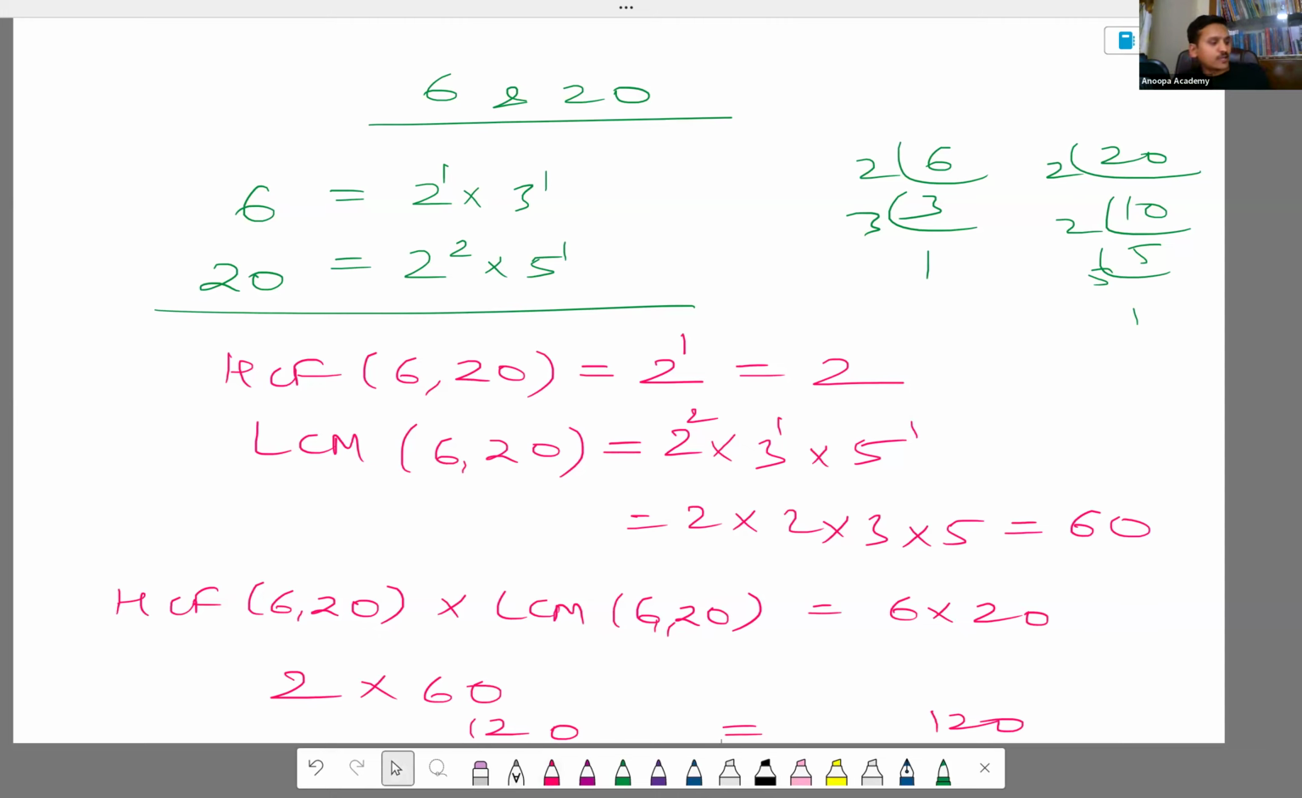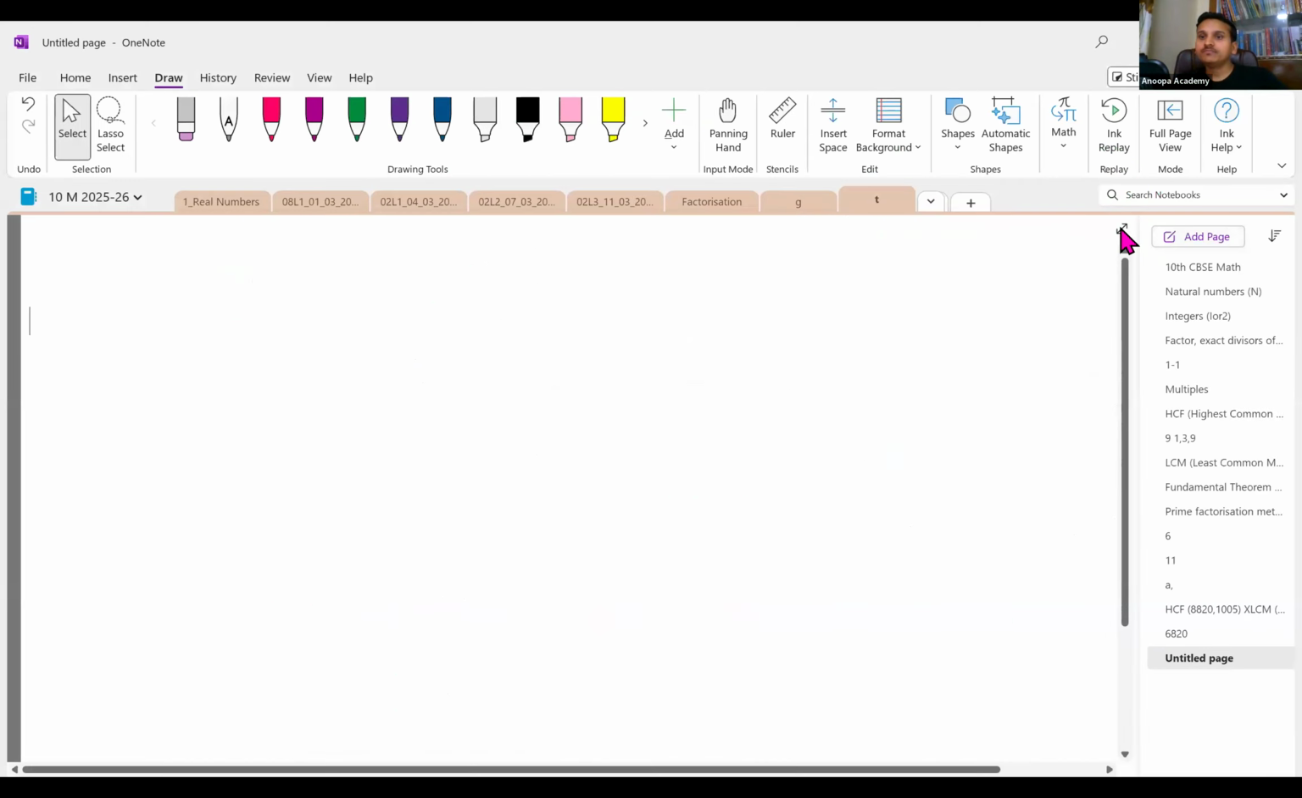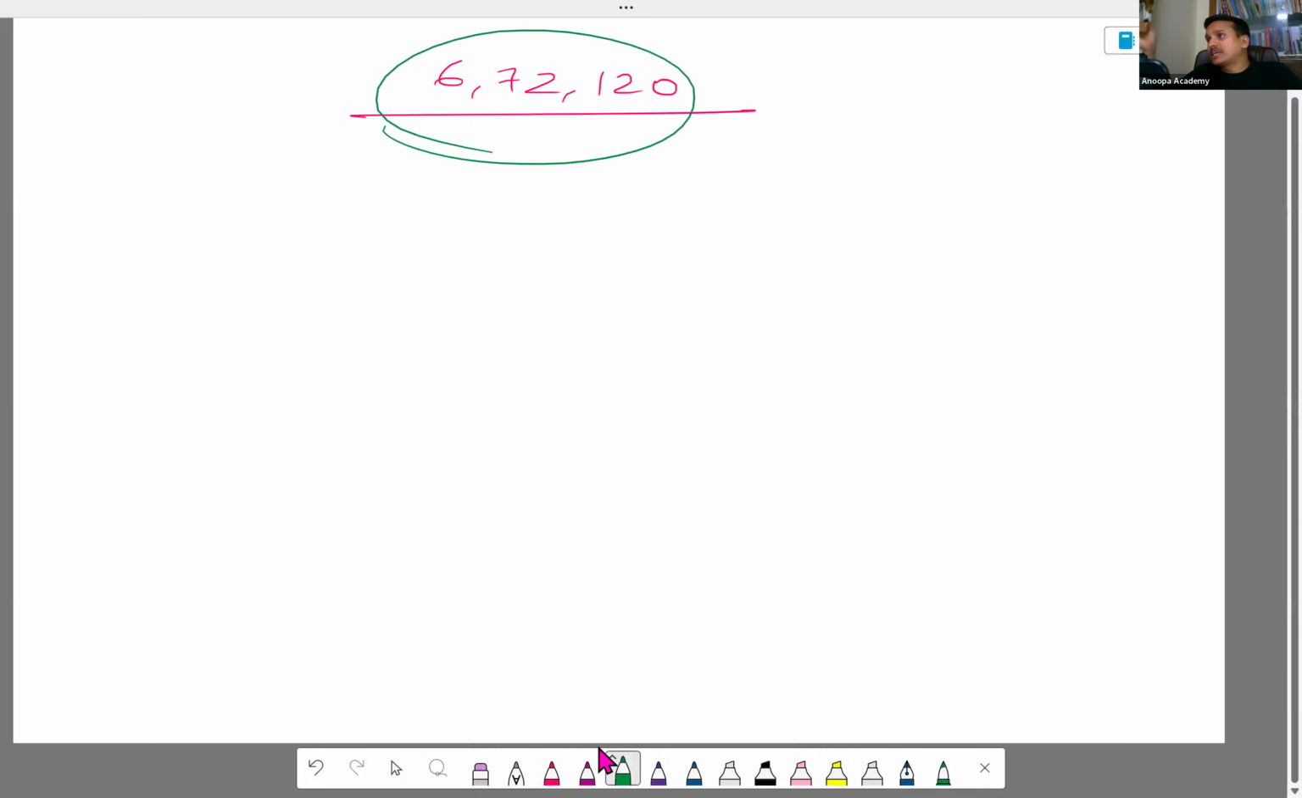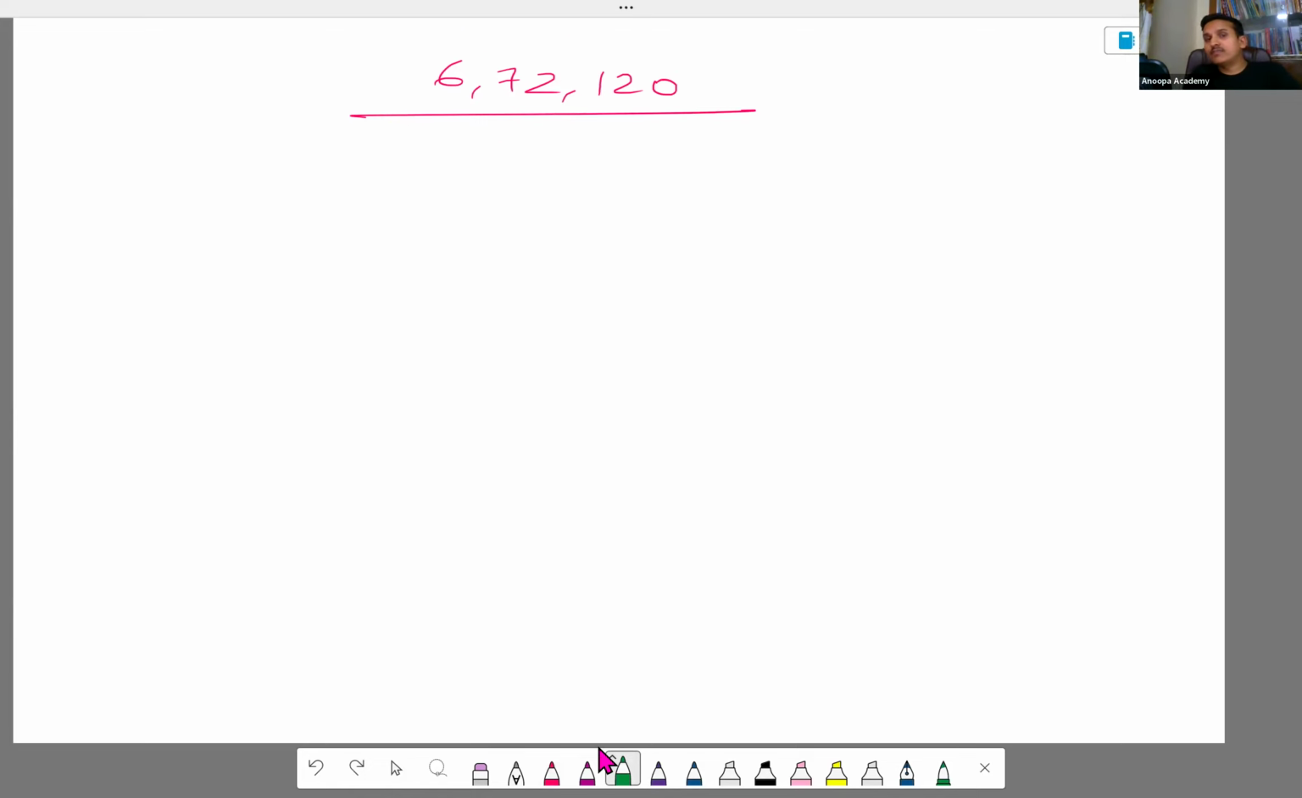Now let me take three numbers, okay? Then I'll give you a question. Suppose I have three numbers, 6, 72 and 120. But for three numbers, that is not applicable: that HCF into LCM is equal to the product. See, that is not applicable for three numbers. But we can find HCF and LCM of three numbers, okay?